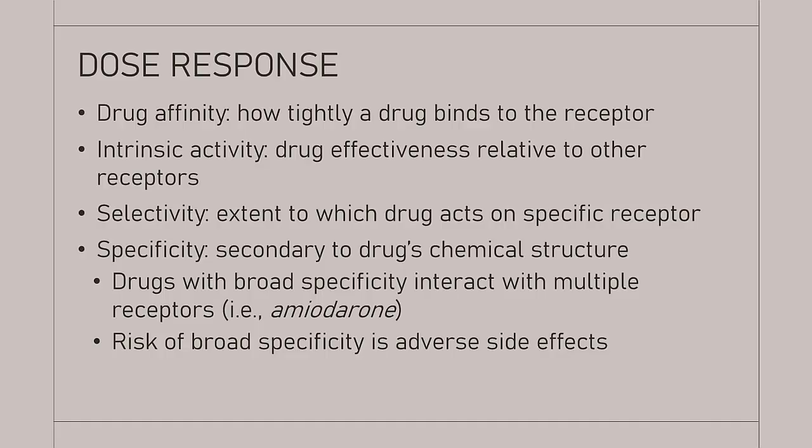The chemical structure of a drug also contributes to the drug's specificity. A drug that interacts with a single type of receptor on a limited number of cells exhibits high specificity. One example of a drug that interacts with multiple receptors is amiodarone, an agent used to treat cardiac arrhythmias. The risk of broad specificity is adverse side effects.